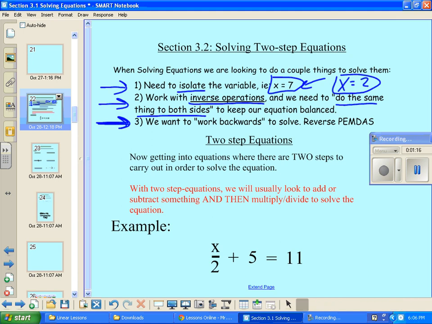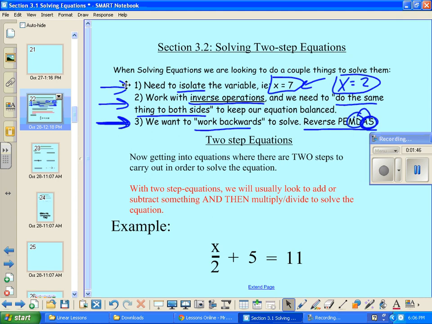But this third bullet point I talked about in the first day is going to be even a little more important now. We're looking to work backwards through the problem, or what people are actually talking about is we work in reverse through PEMDAS. When we were doing order of operations problems, we'd start with parentheses and then move to exponents and so on through the problem. But now when we're solving an equation, we usually look to start on this end of PEMDAS, really. We're going to look to add or subtract something first, and then maybe multiply or divide. And that's usually the order that's going to help us solve an equation.